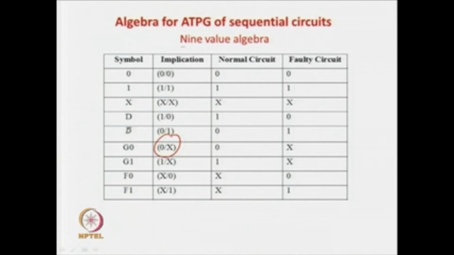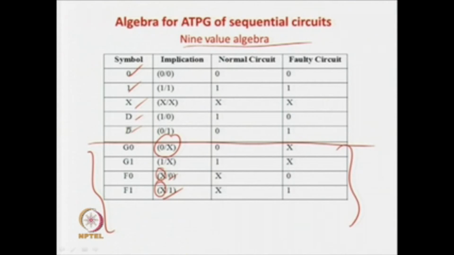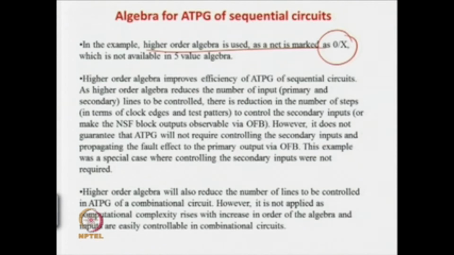So 9 valued algebra is used in sequential circuits, that is 0, 1, x, D and D prime. These are all from Roth's 5 valued algebra. But now we have added some more: 0/x, that is normal case 0, fault case unknown; 1/x, normal case 1, fault case unknown; x/0, normal case unknown, fault case 0; and x/1, normal case unknown, fault case 1. With this addition, you can see that many times you will require less computation to solve your problem.